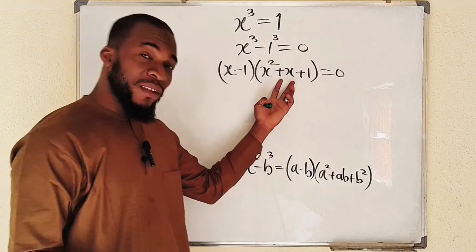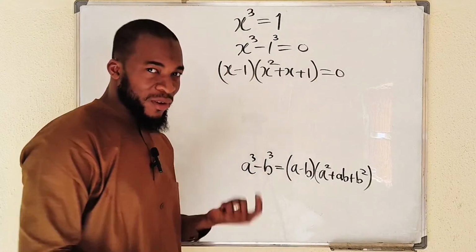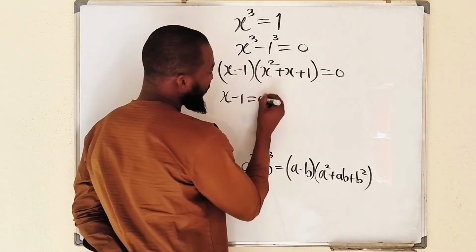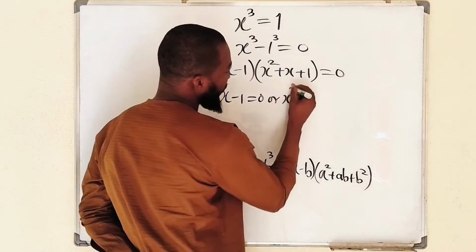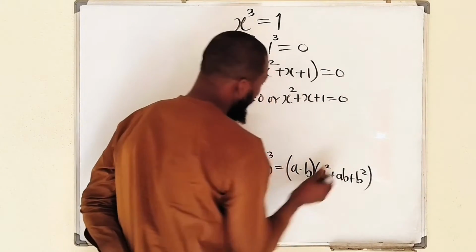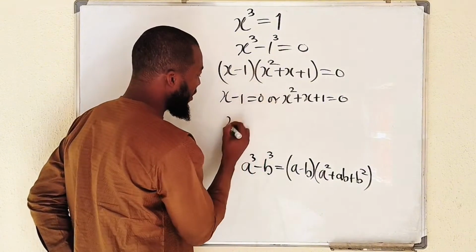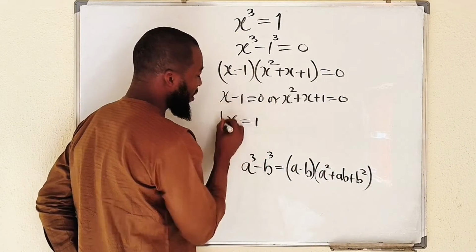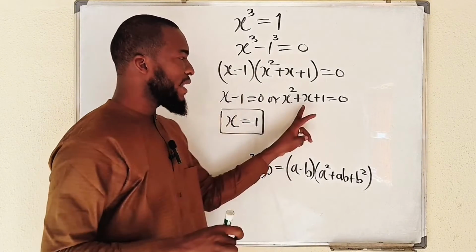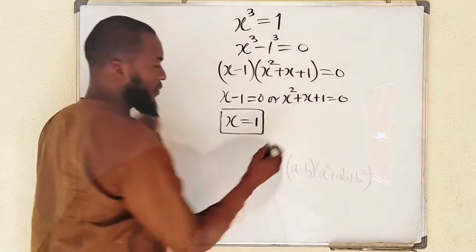This is a quadratic where you should expect 2 solutions. And we have a linear here that contains 1 solution. So it is either x minus 1 equal to 0 or x squared plus x plus 1 equals 0. We have no problem with this: by taking negative 1 to the other side, x equals positive 1. But the 2 other solutions are going to be complex. I think let us use the general formula.